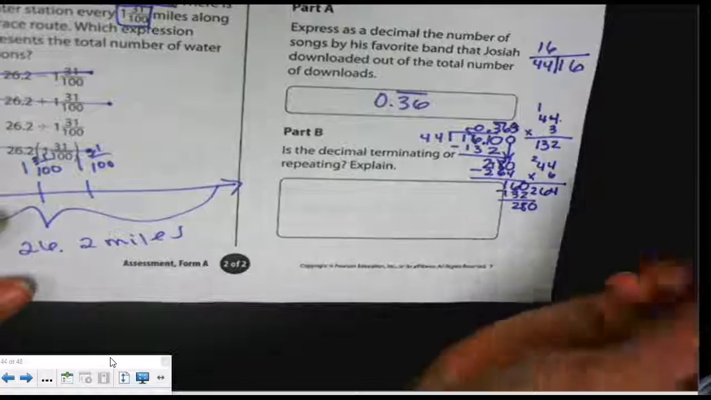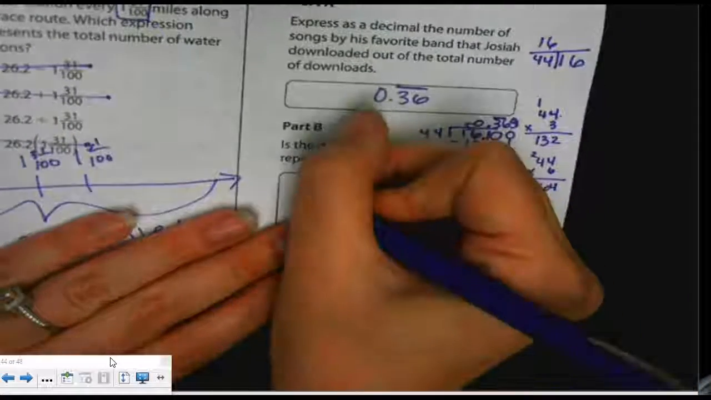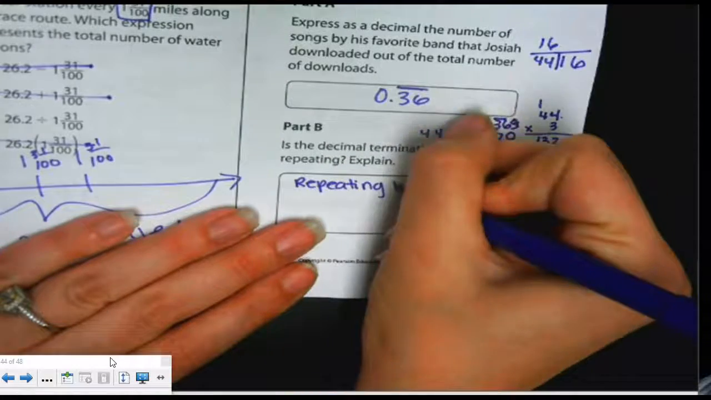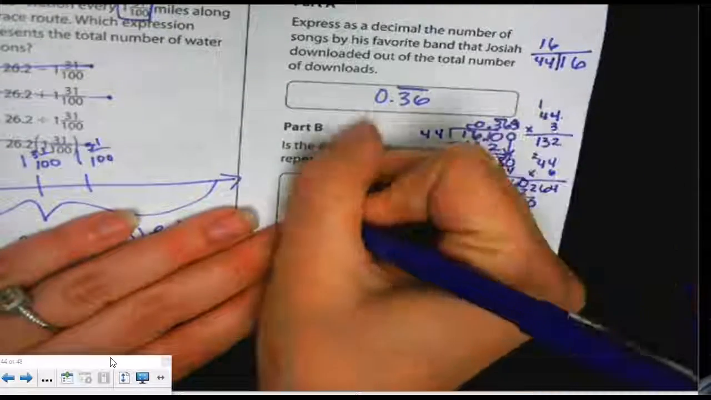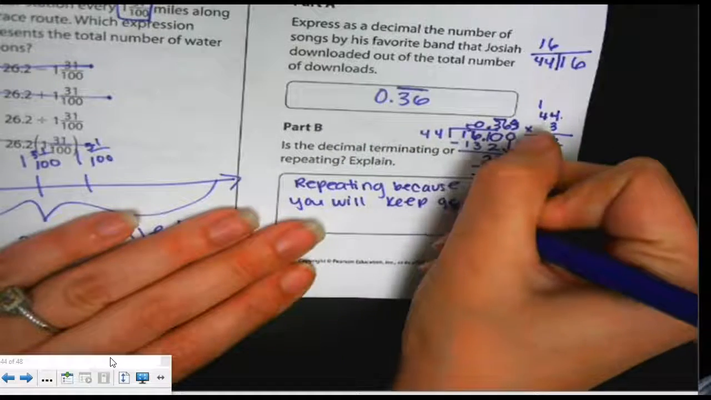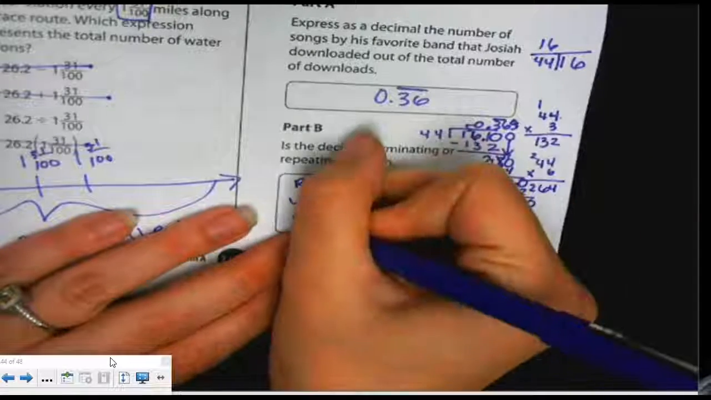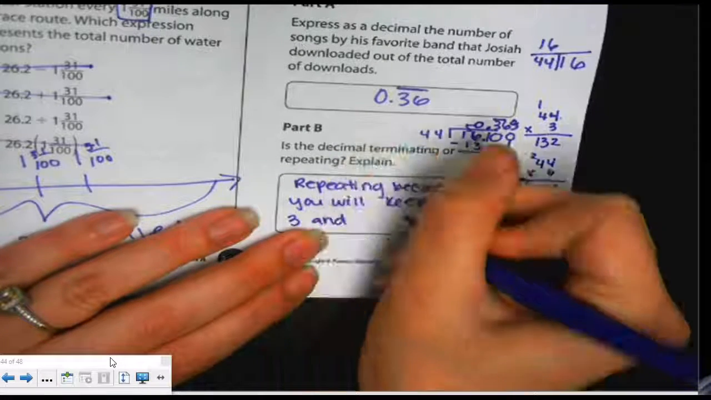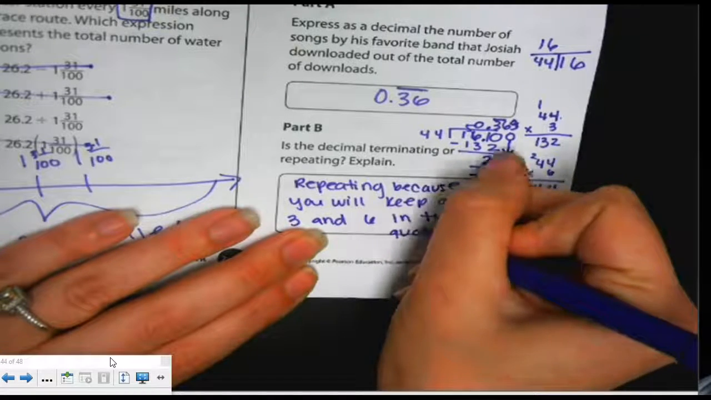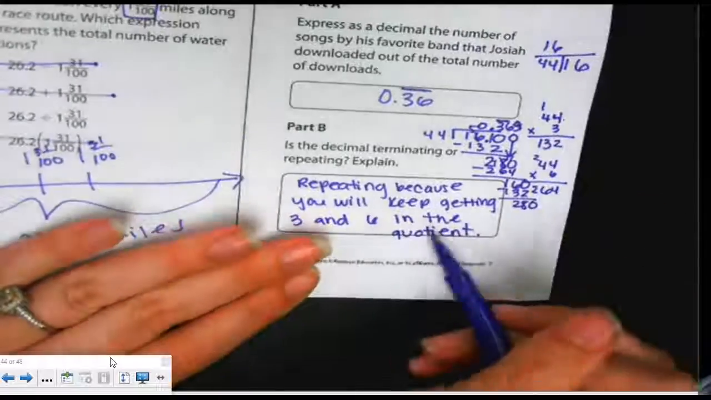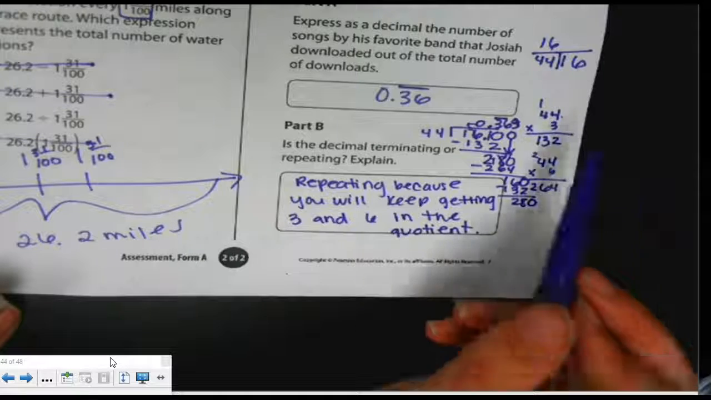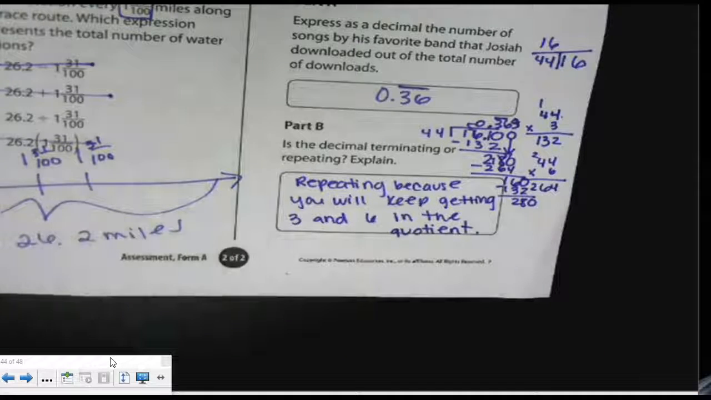So then in the last part it says, is the decimal terminating or repeating? We would put repeating, because you will keep getting 3 and 6 in the quotient. Again, quotient is the answer to a division problem, so the quotient is up here. Then we're going to keep getting 3, 6, 3, 6, 3, 6. So that is why it is considered a repeating decimal.